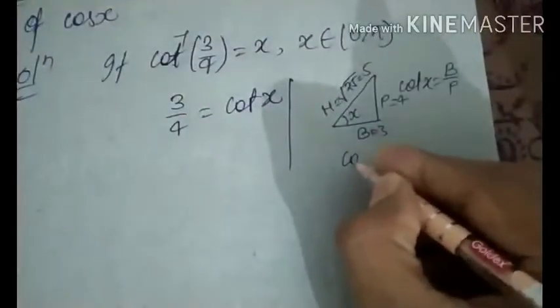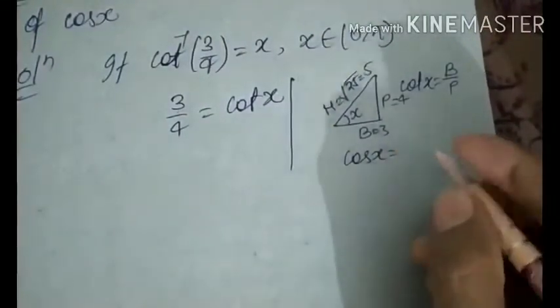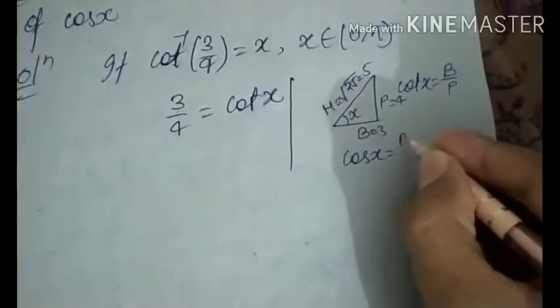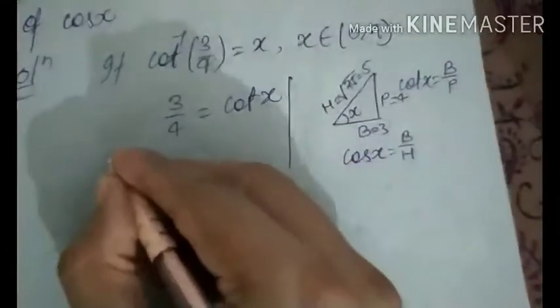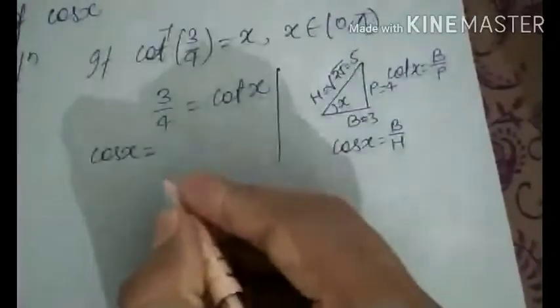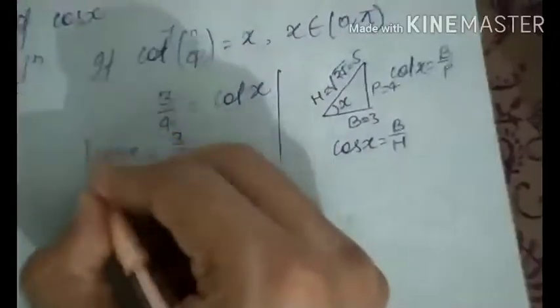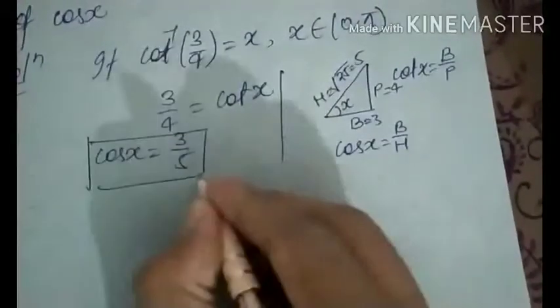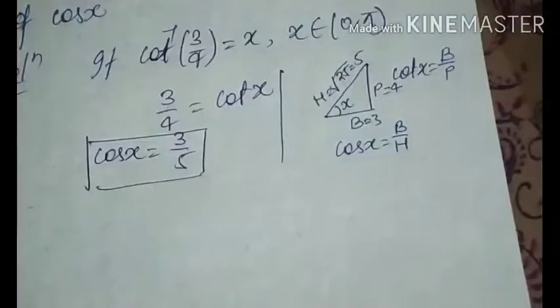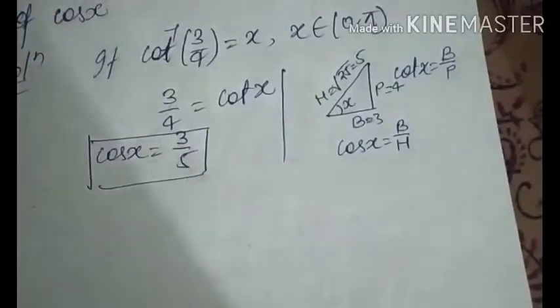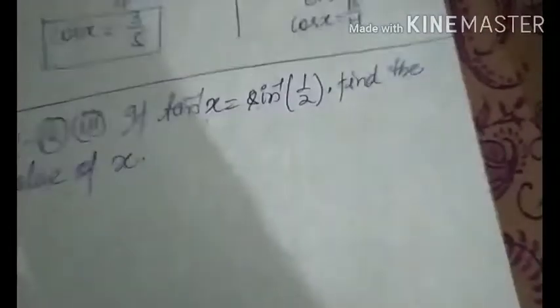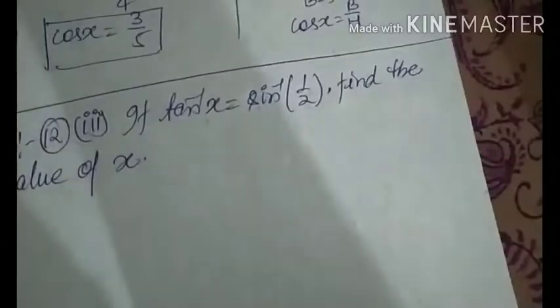Now we have to find the value of cos x. The cos x is equal to base upon hypotenuse. Base is 3 and the hypotenuse is 5. Then our answer is 3 by 5, which means cos x is equal to 3 by 5. Understood?